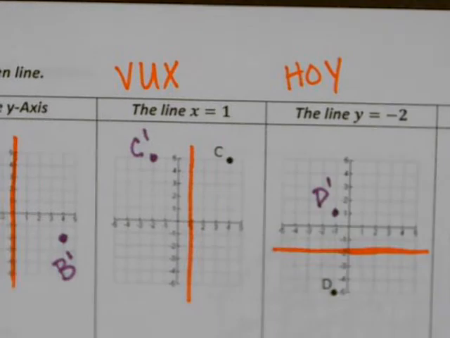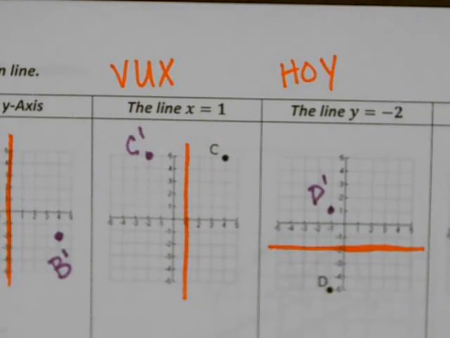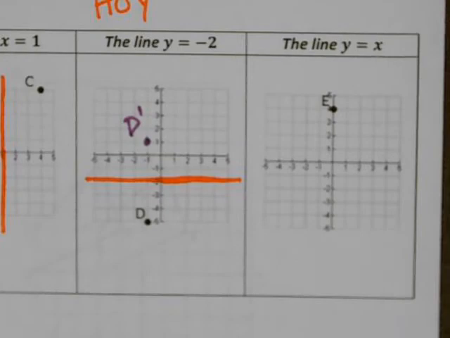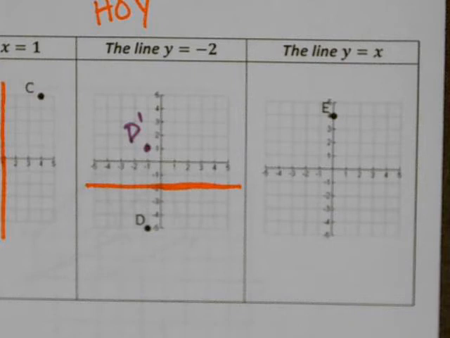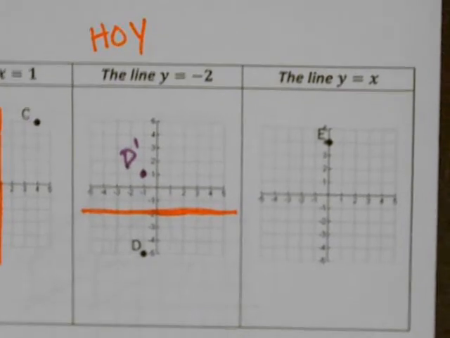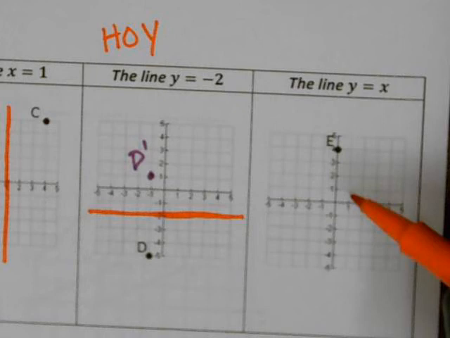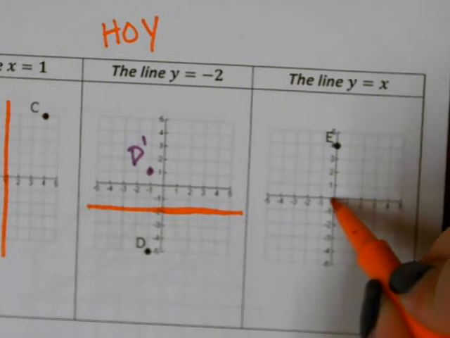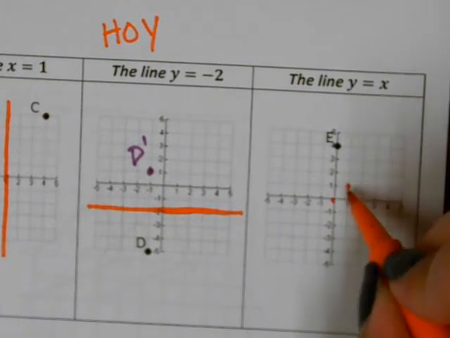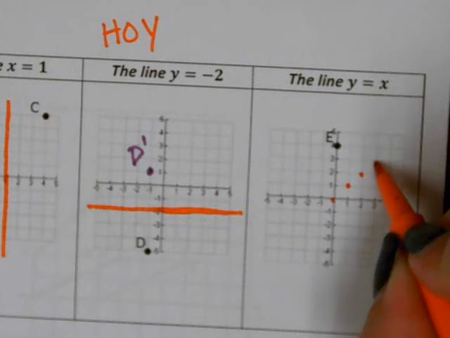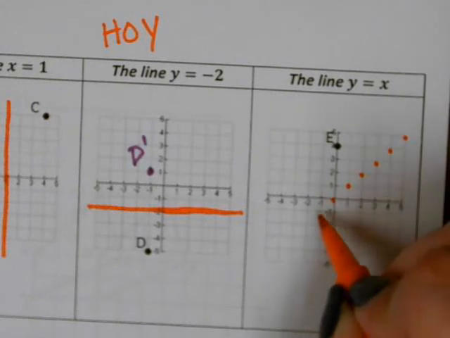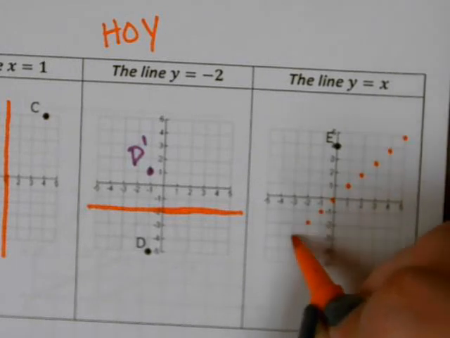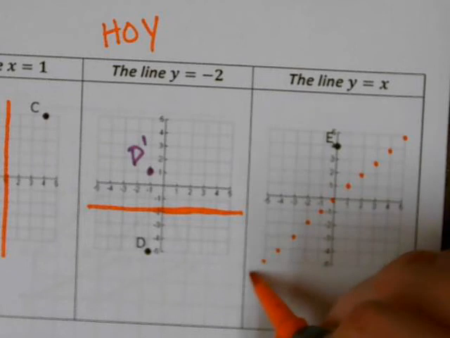And we're going to label it D prime. All right. Now we're going to look at what happens when we're actually on a slant. So if y equals x, we have a y-intercept of 0, and then we have a slope of 1. So up 1 over 1, up 1 over 1. And we've got this line going like this. So there's my line of reflection.